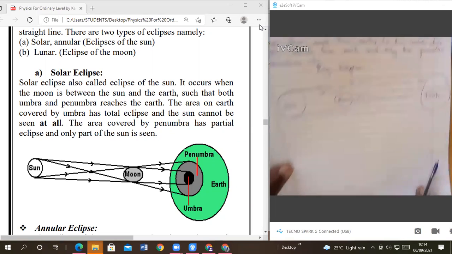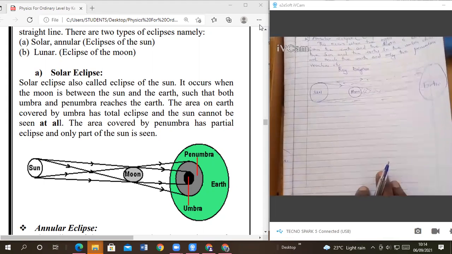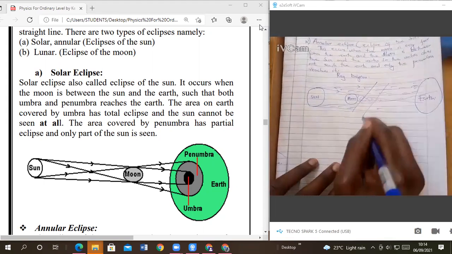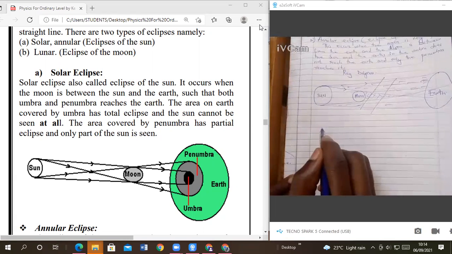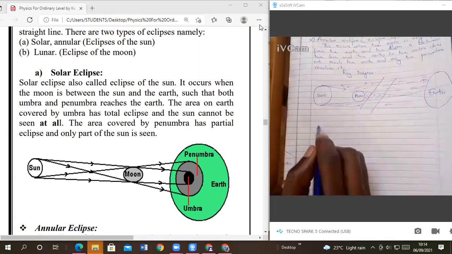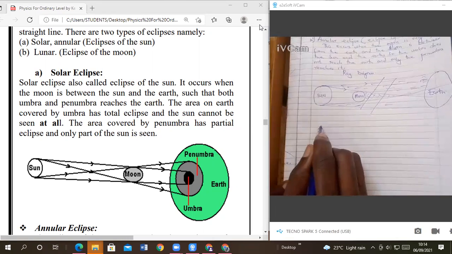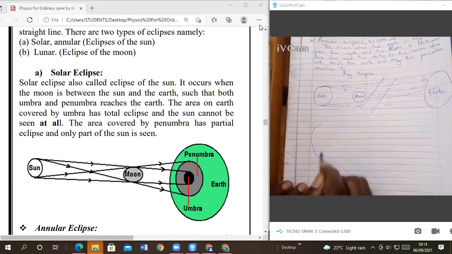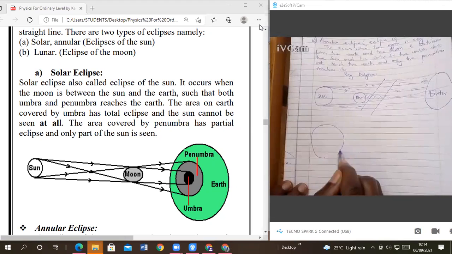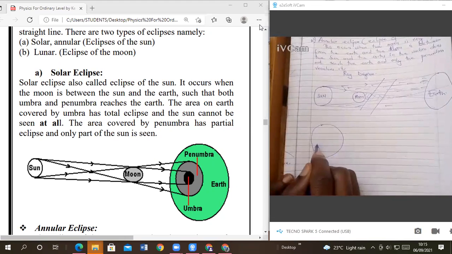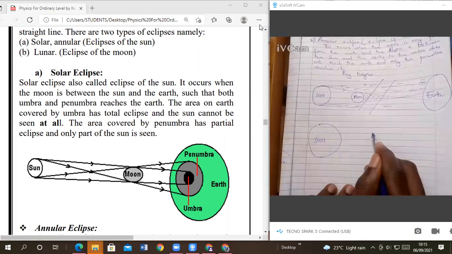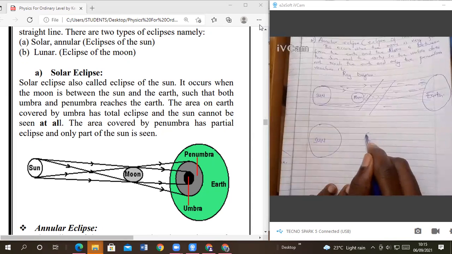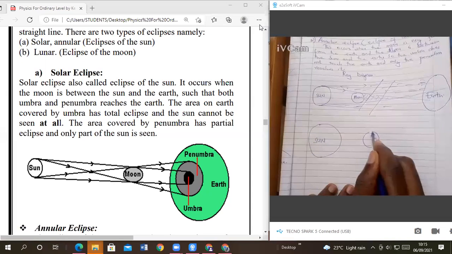I think let's just draw another one so that we draw a good diagram. Let's cross this and draw another one. So the sun must be bigger than the earth, so that we can come out with a good diagram. You know, I'm using a freehand. So this is the sun. Then the moon is there.